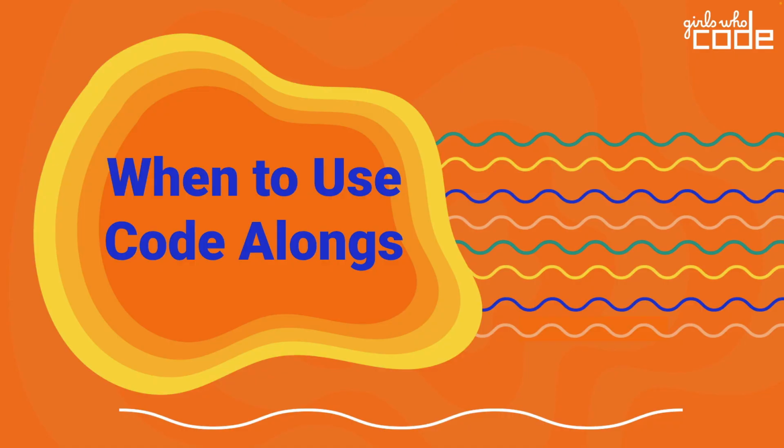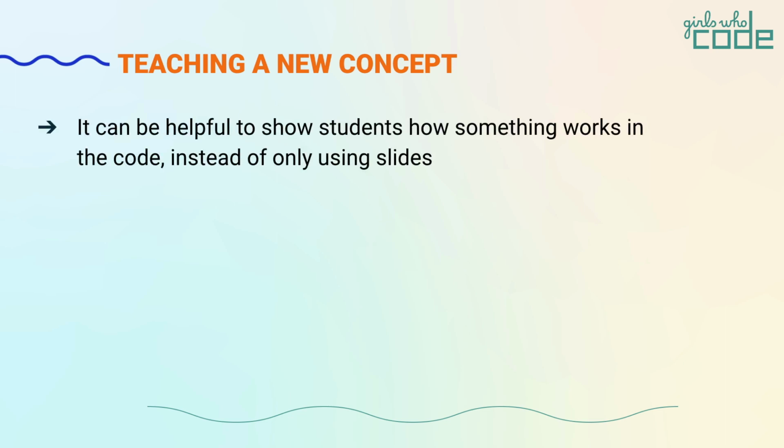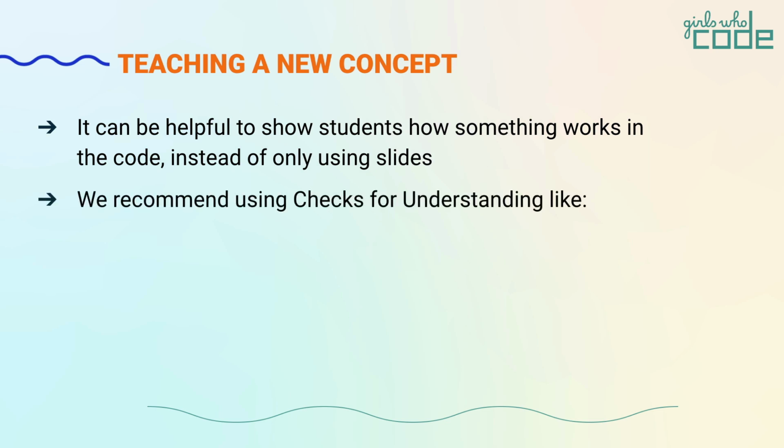Now, let's talk about times when you might want to use code-alongs in your classroom. A good time to use a code-along is when you are introducing a new concept. It can be helpful to show students how something works in code instead of only using slides. When you are using code-alongs to introduce a new topic, we recommend using a number of checks for understanding. Checks for understanding help ensure students are following along, and it's important to include them, especially when covering new material.